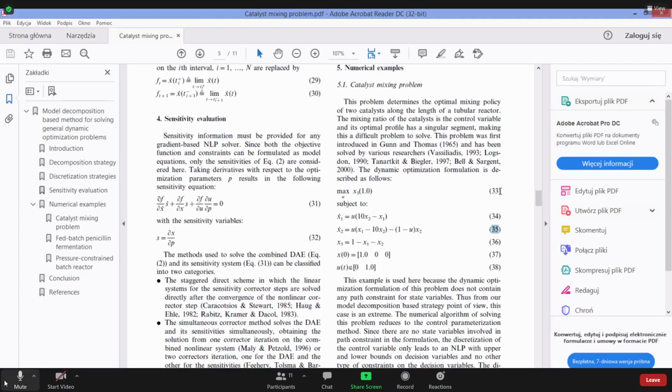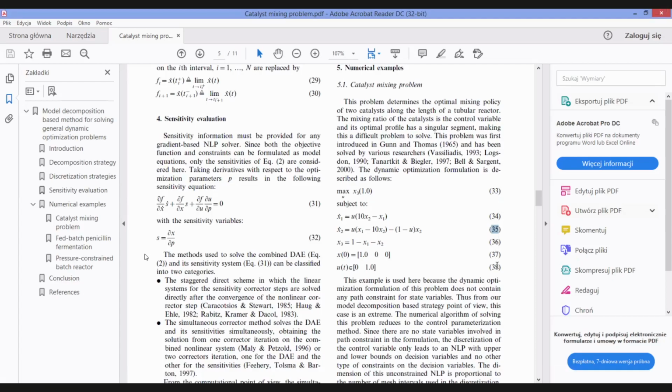In the brackets. Yes, because we have in this situation 1, 2, 3, 4, 5, 6 different equations. And the most important thing is this relation 33. How to read this text?